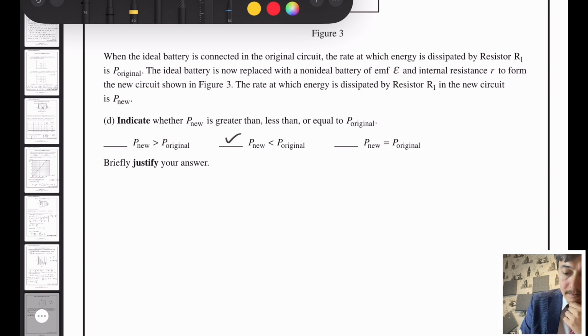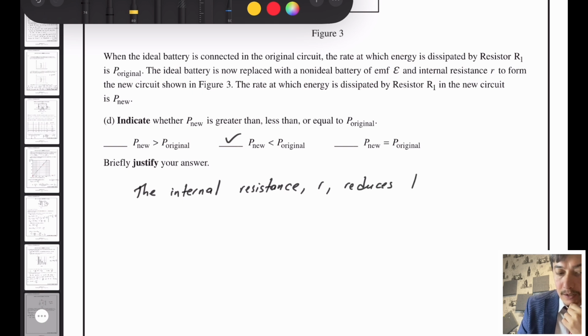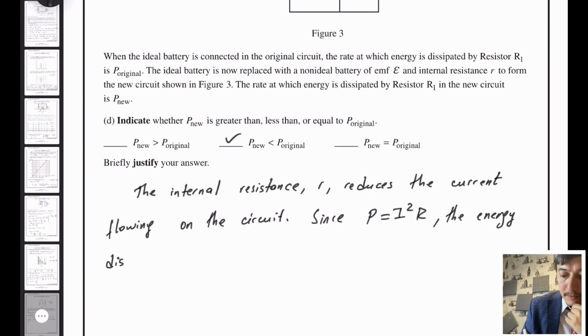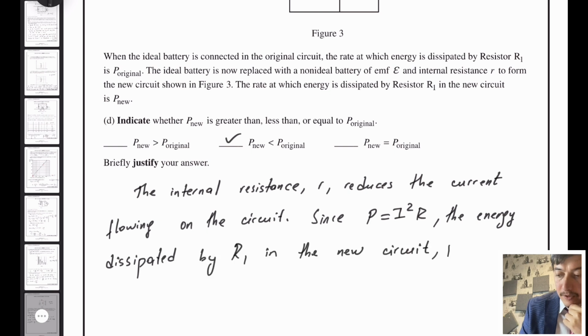Let's justify it. The internal resistance r reduces the current flowing in the circuit. Since power is equal to current squared times R, the energy dissipated by R1 in the new circuit, which is P new, will be less.